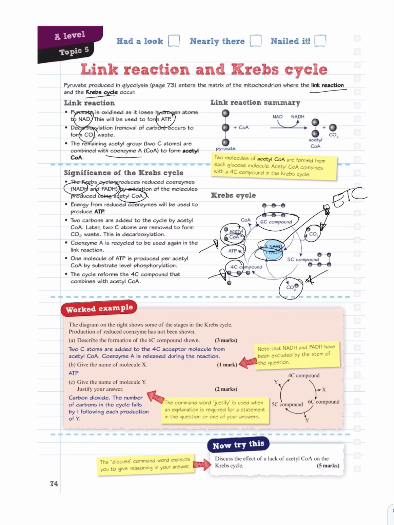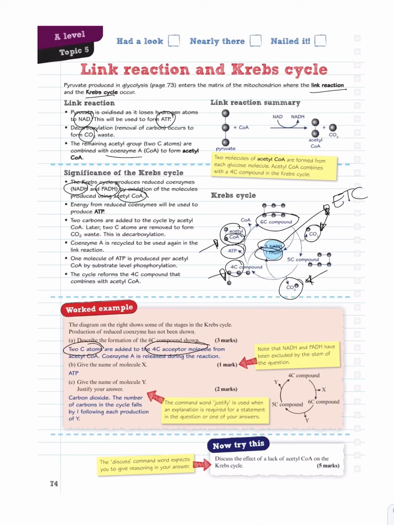Okay, the diagram on the right shows some of the stages in the Krebs cycle. Production of reduced coenzyme has not been shown, okay? So describe the formation of the 6-carbon compound shown. So we said that the 2 carbon atoms from acetyl-CoA are added to the 4-carbon molecule, and so that forms a 6-carbon molecule.